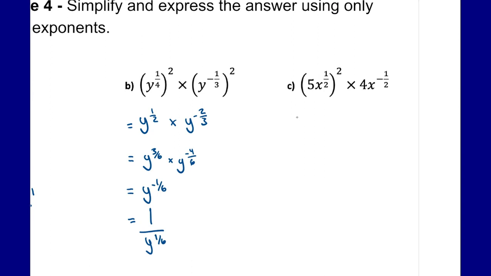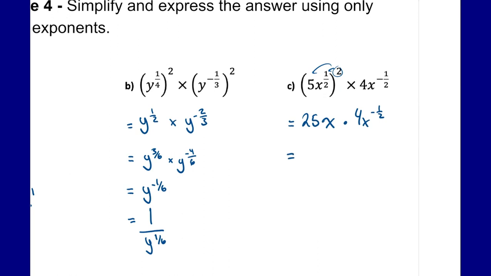C, we have a power to a power. So again, this power of 2 applies to both parts. So 5 to the power of 2 is 25. 1/2 times 2 is just x. And then this is multiplying 4x to the power of -1/2.